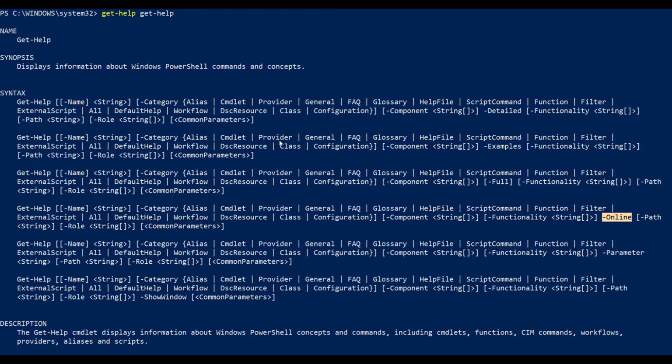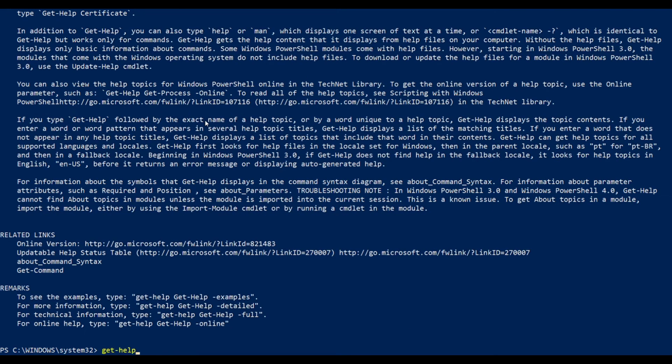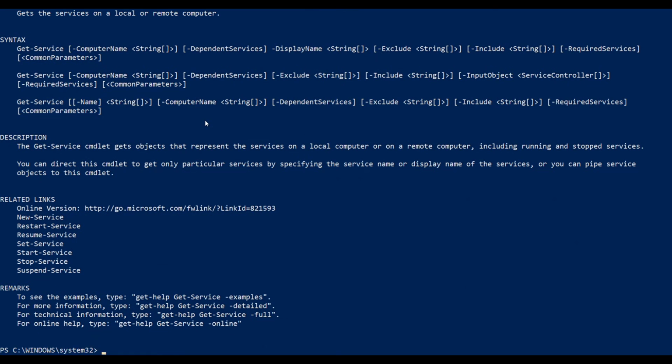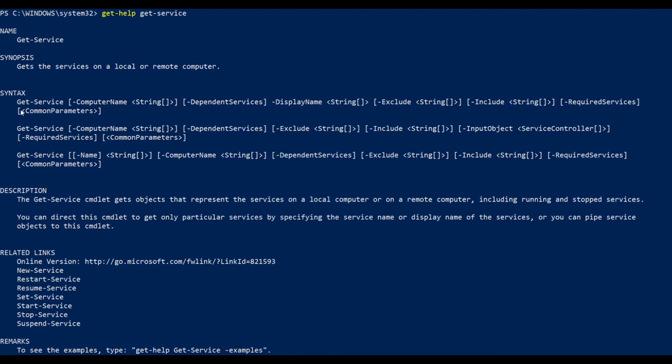For example, for some cmdlets, a parameter set contains a combination of parameters which cannot be combined from different syntaxes. Let's see Get-Help for Get-Service. This particular cmdlet has three syntaxes. If you see here, there are two parameter sets. Hyphen computer is common across two syntaxes. Hyphen dependent services is common across two different syntaxes.